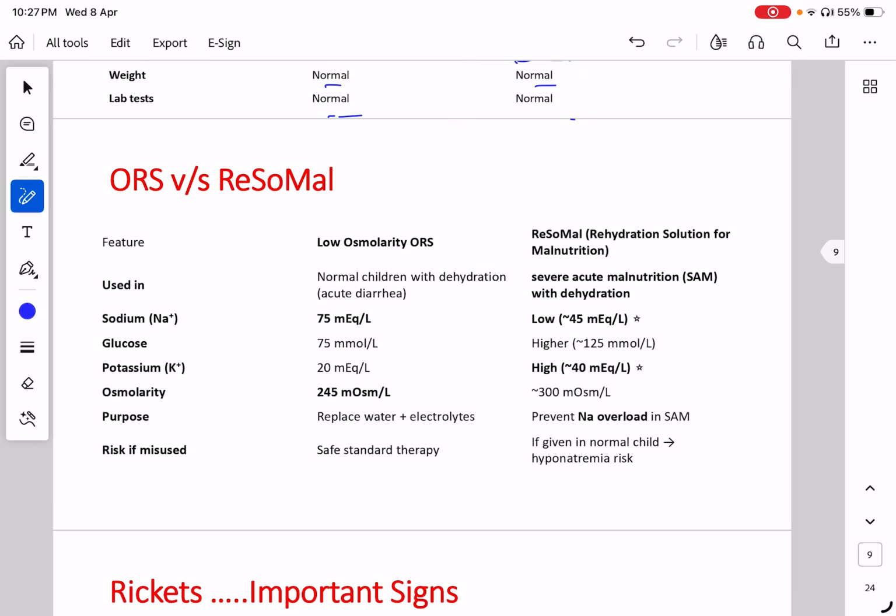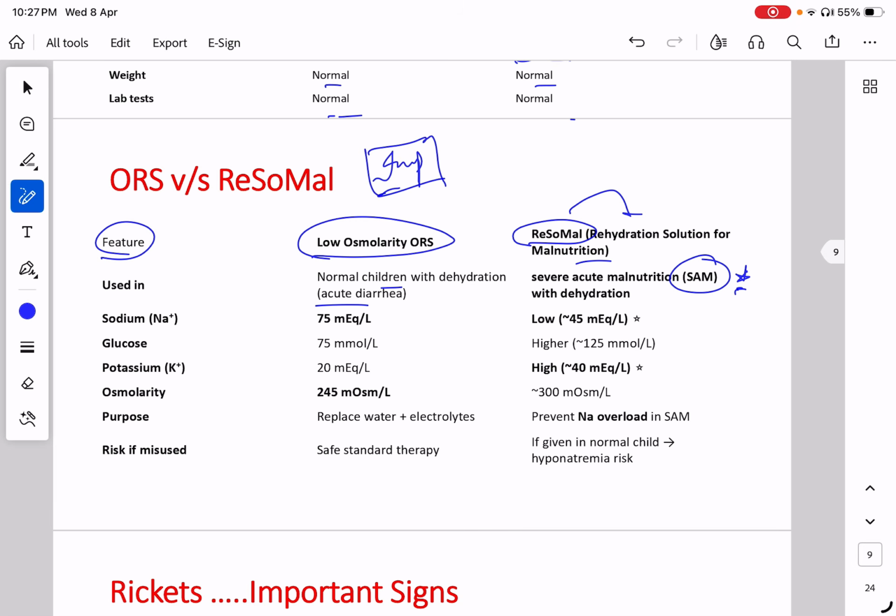Now, ORS versus ReSoMal, what is the difference? Low osmolarity ORS versus ReSoMal; the full form of ReSoMal is rehydration solution for malnutrition. So, ORS is used in normal children with dehydration, that is acute diarrhea, while ReSoMal is used in SAM, severe acute malnourished children with dehydration. So, the composition of sodium, now it is again very important.